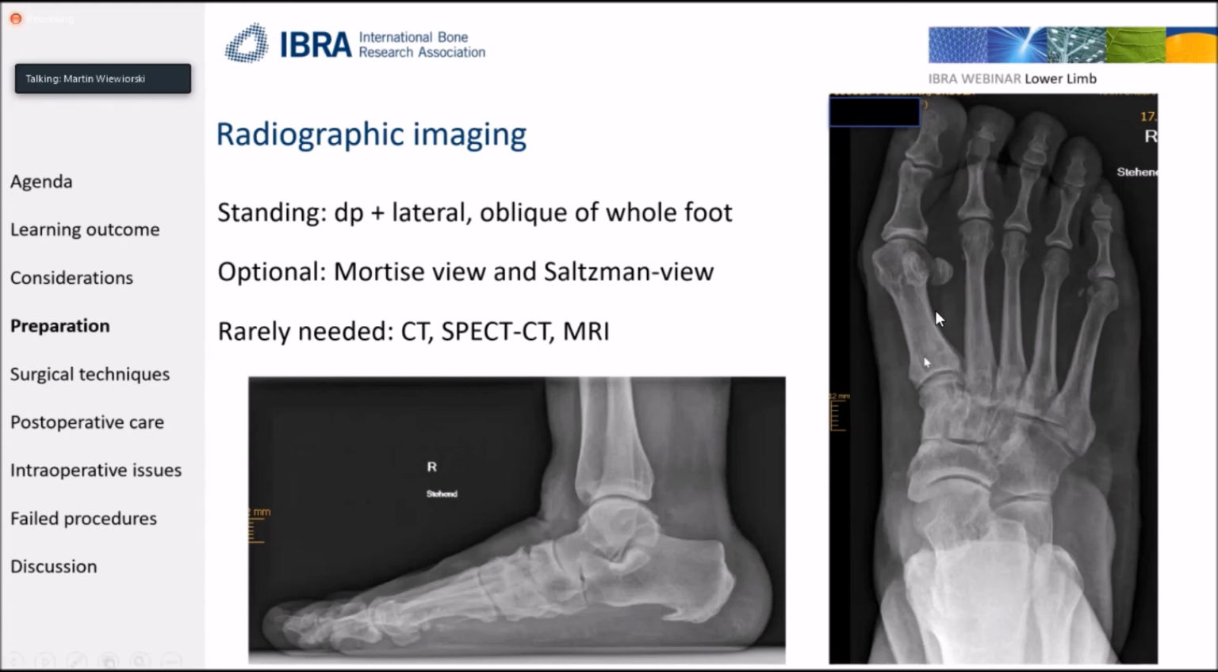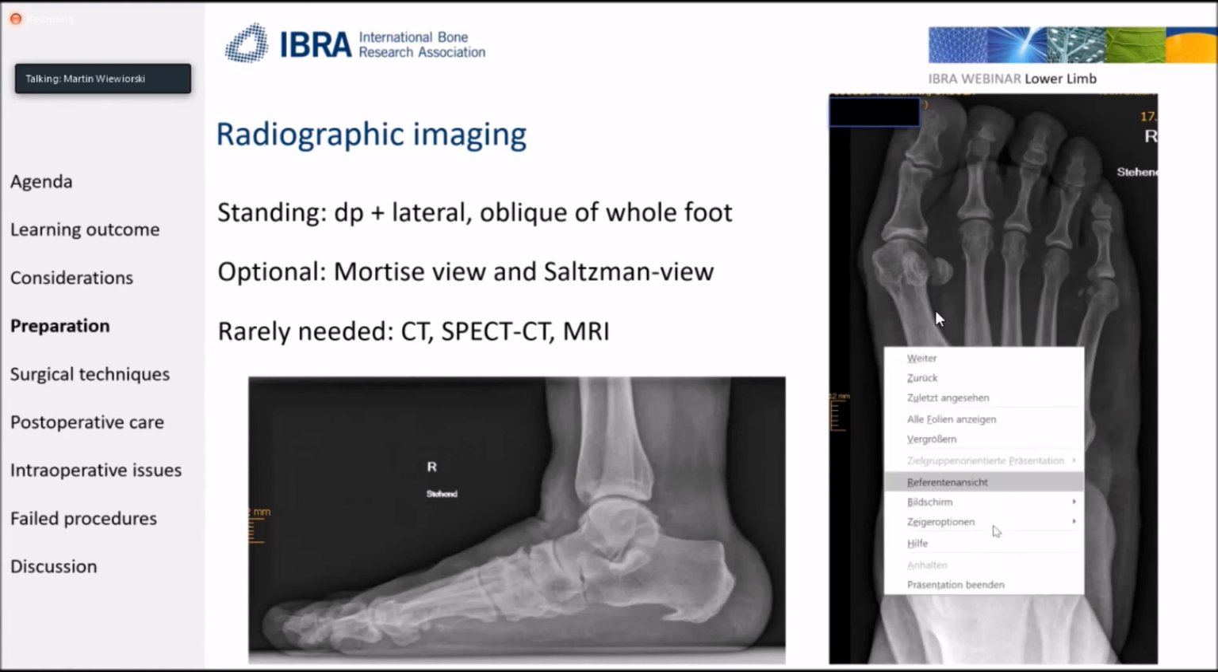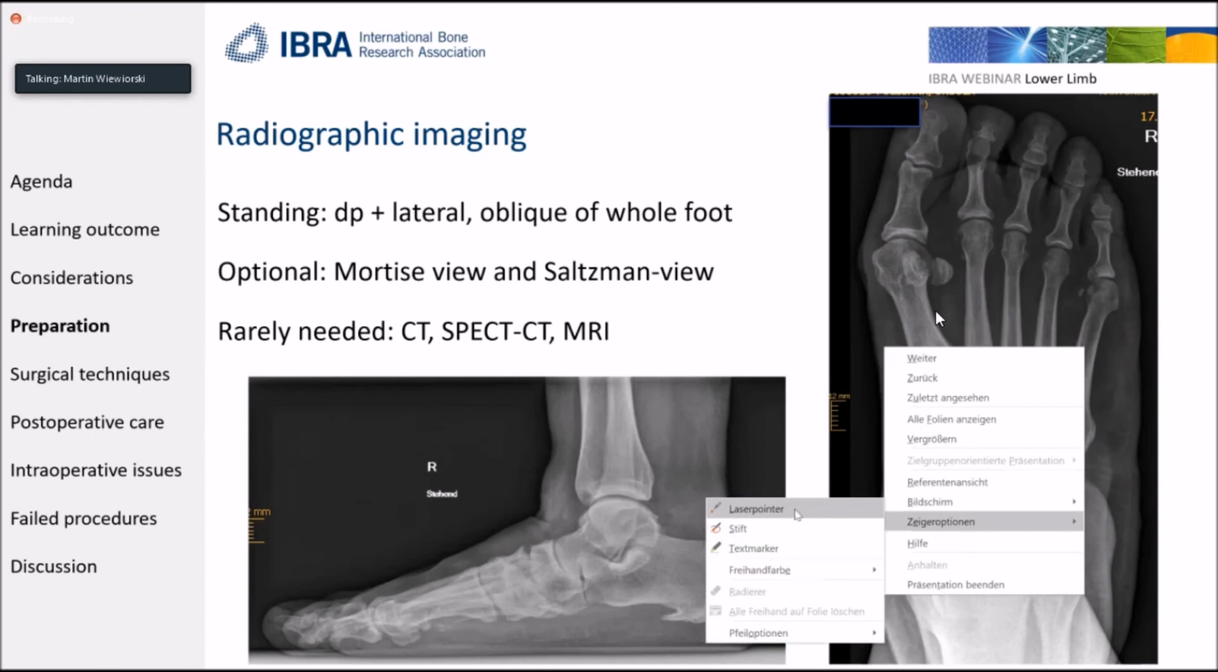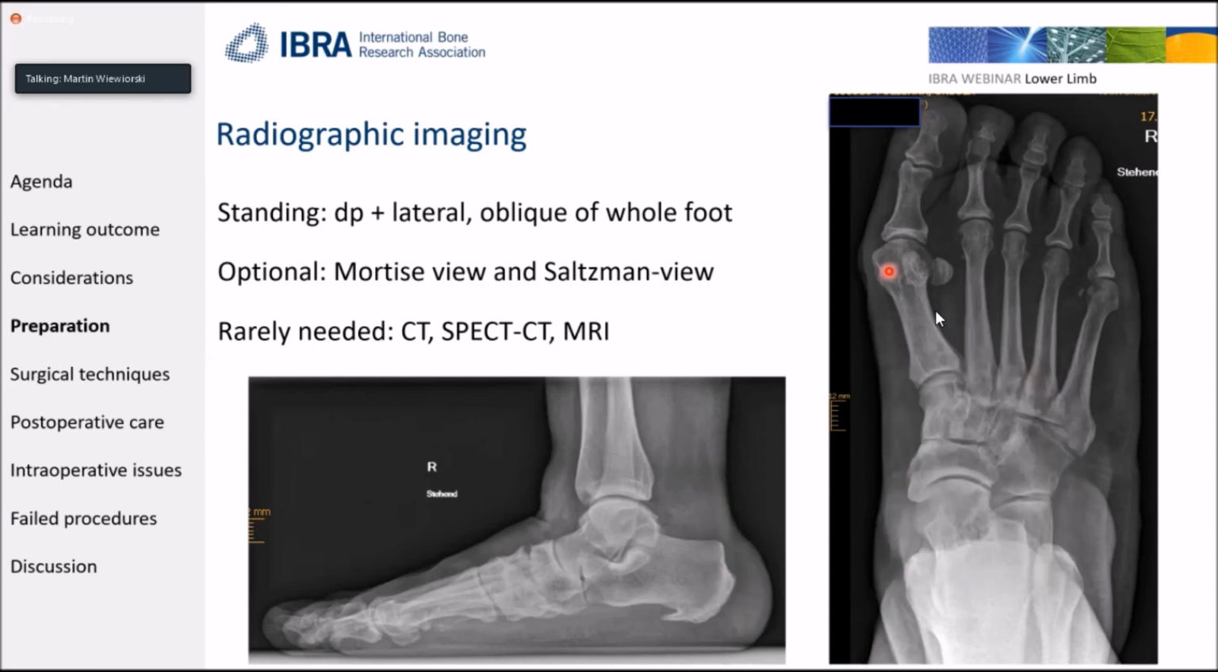For example, let's take a look at this. On the right side you see the DP view. You see this is a moderate hallux valgus, right? Nothing special going on, but the patient also complains about pain in the midfoot. If you take a closer look, you can see there's something going on here in the midfoot. This patient also has severe osteoarthritis of the TMT 2 and 3 joints, and also osteoarthritis here between the os naviculare and the medial cuneiform.